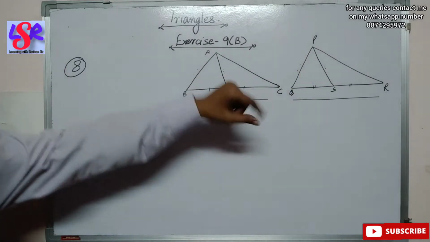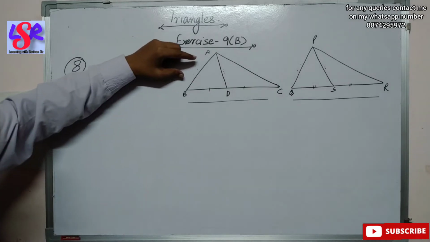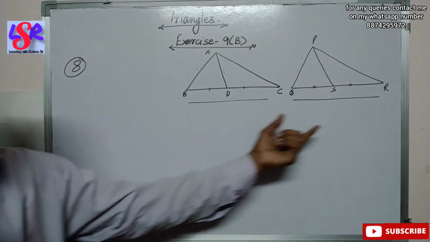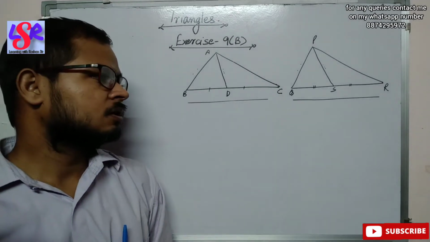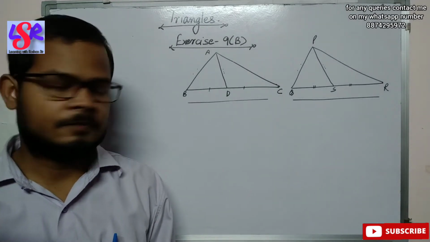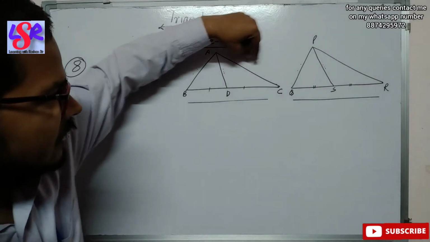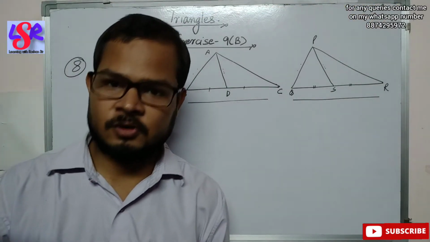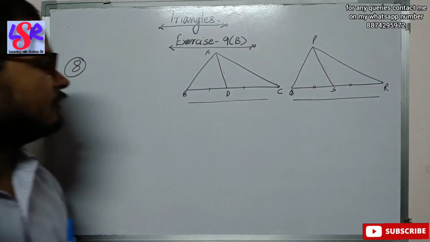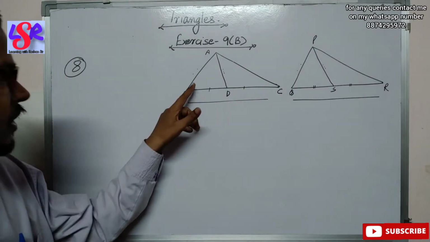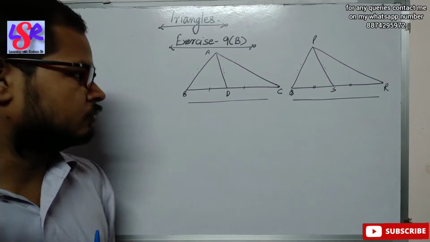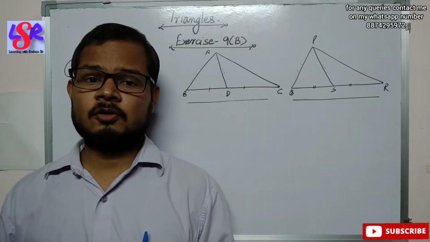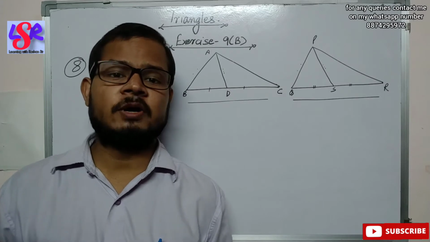Now to prove these two triangles congruent, we need two sides. So we can use this side equals to this one and this side equals to this one. Now we need the third side or one angle. For the third side we have AC and PR, but we aren't given any hint or any relation for these two sides. So we are left with the angle. Now we need angle B equals to angle Q, but this is also not given to us. So very first of all we have to try to prove these two angles equal.